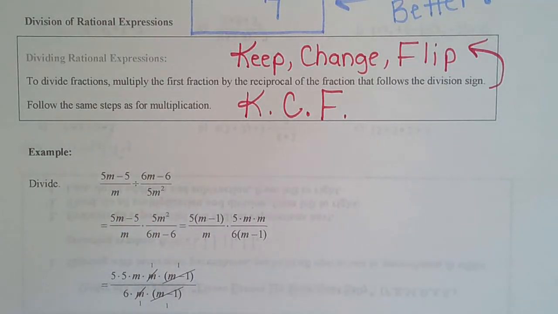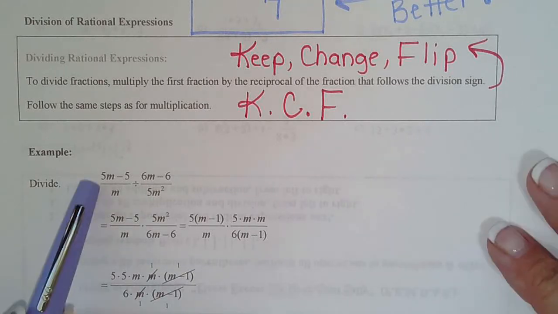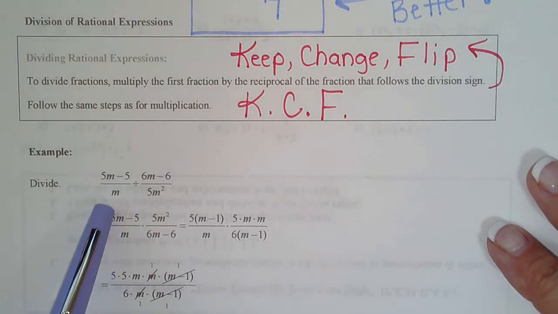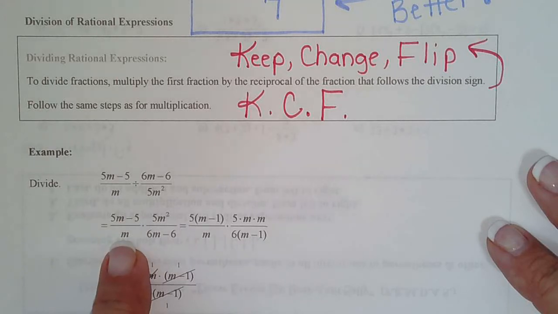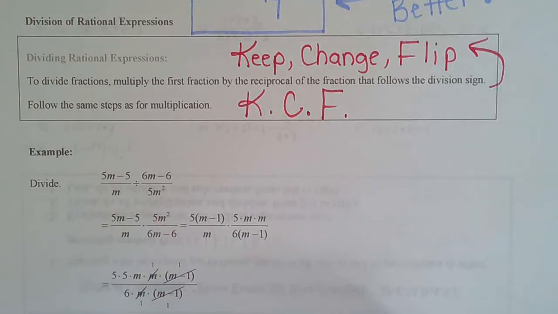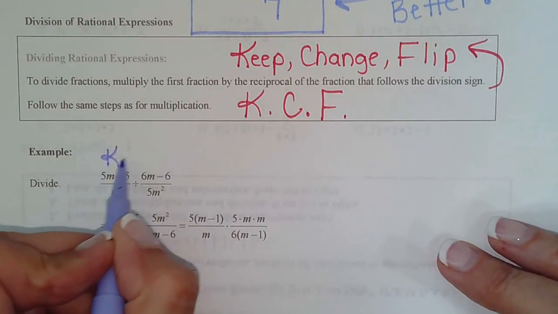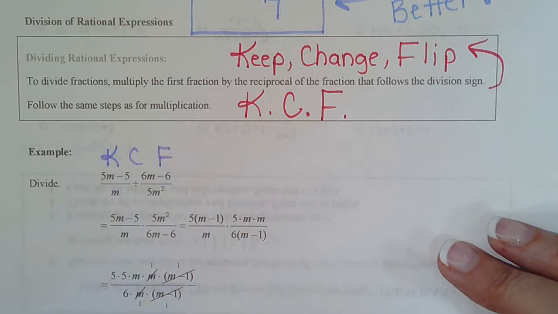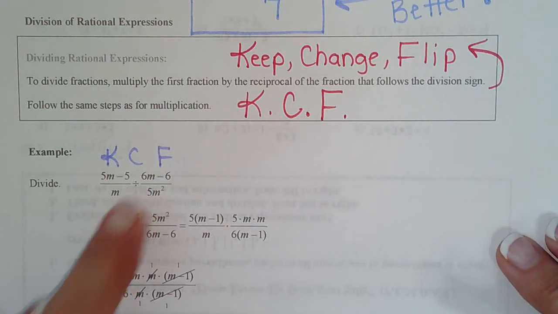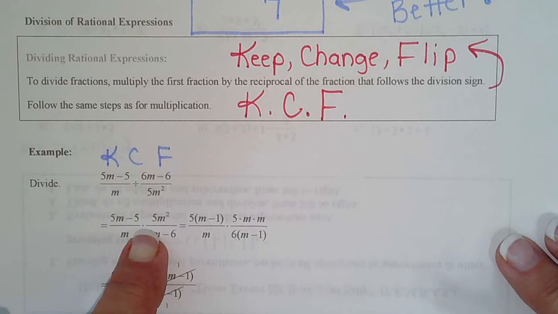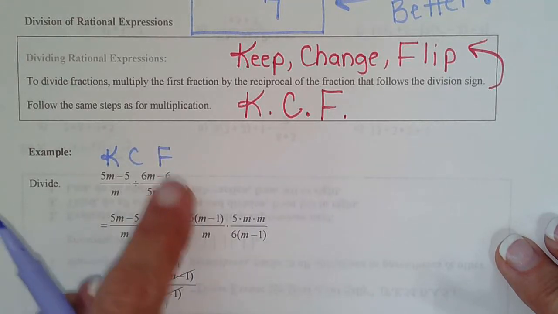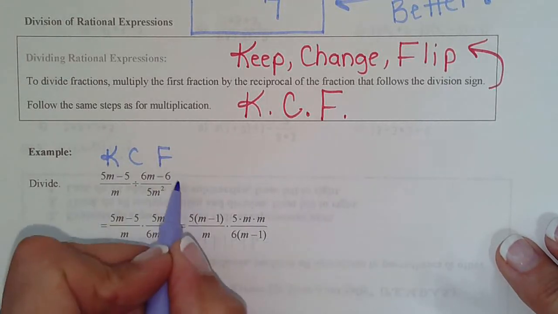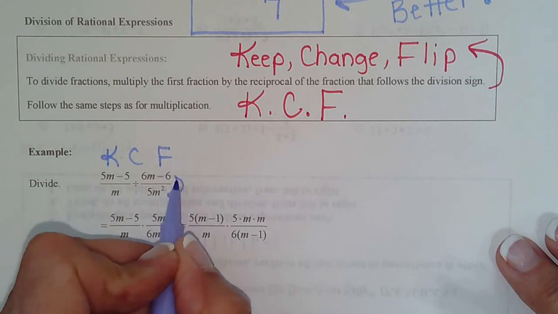So you can see I have done that here. So 5m minus 5 over m stayed 5m minus 5 over m. So let's just put this right above. Then we change to multiplication, and then we flip the second fraction, and you can see we did do that.